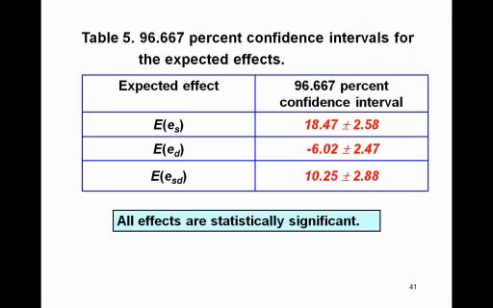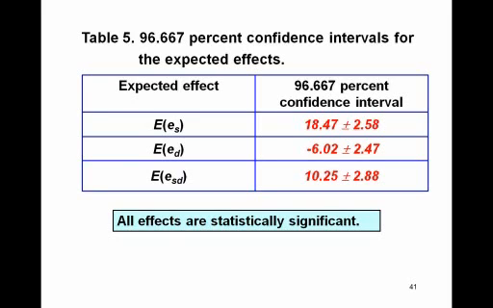The confidence interval, and I didn't really explain this as well as I should have before, the lower endpoint in the case of factor S is 18.47 minus 2.58, and the upper endpoint is 18.47 plus 2.58. And that confidence interval does not contain 0. So the mean effect of little s is statistically significant. And we see that all three effects are statistically significant.